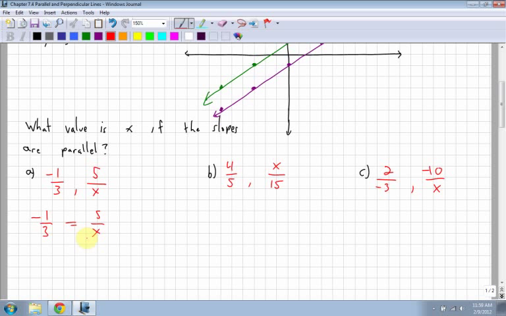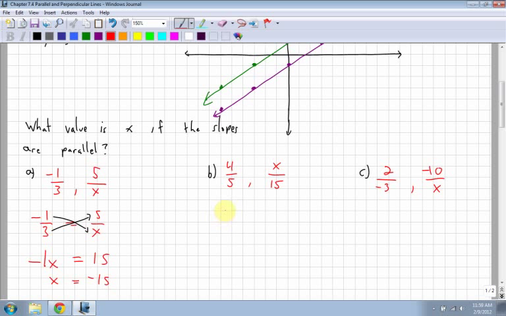over x. So how do I solve this? Well, I cross multiply. I multiply the -1 times the x, which gives me -1x, equals my 3 times 5, which is 15. So I know that x has to be equal to -15. You could even just look at that and say, well, I know this one's multiplied by -5, this one's got to be multiplied by -5, so therefore -15.